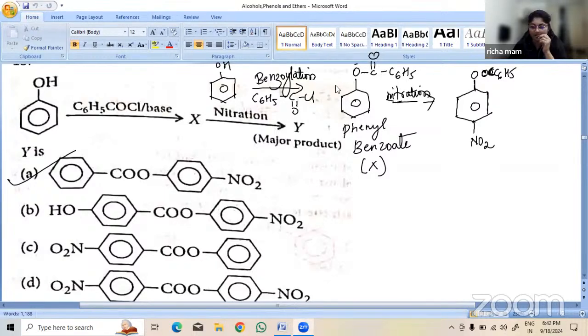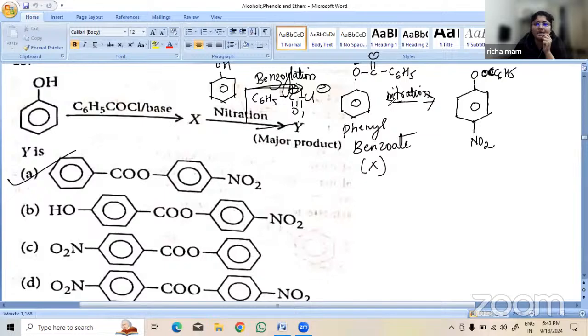Again, one time I'll repeat. We have a phenol, and we are going to do benzoylation. How are we doing benzoylation? By using benzoyl chloride, that is C6H5C=O Cl. Your positive part, C6H5C plus, and Cl minus. This part will attach and your H will be replaced by it, and you are going to get phenyl benzoate. This is product X.